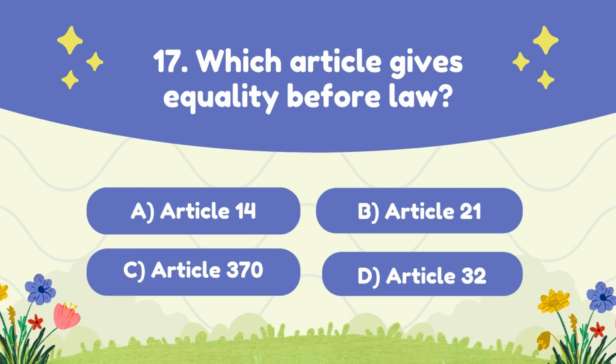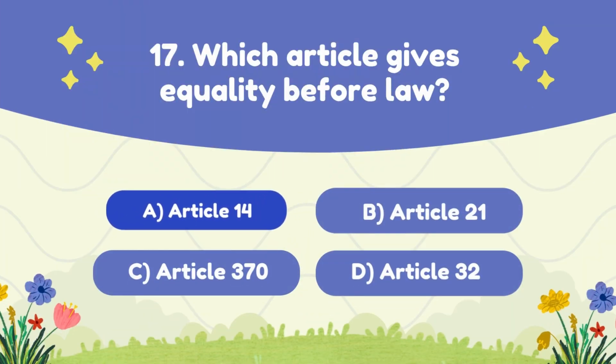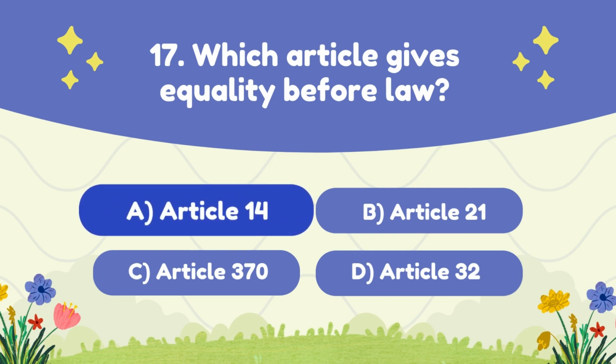A. Article 14. B. Article 21. C. Article 370. D. Article 32. The answer is Article 14. It ensures every citizen is equal in the eyes of the law.